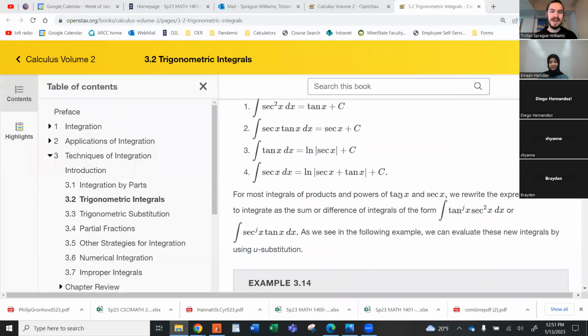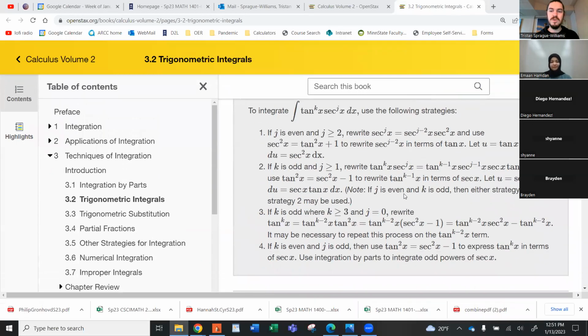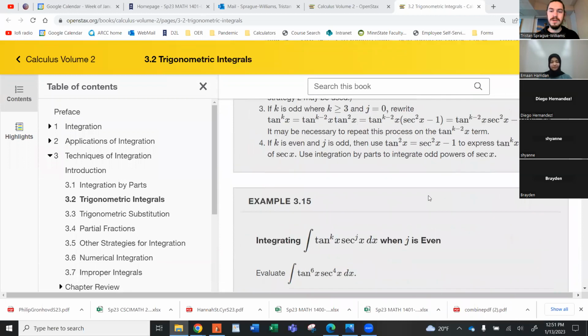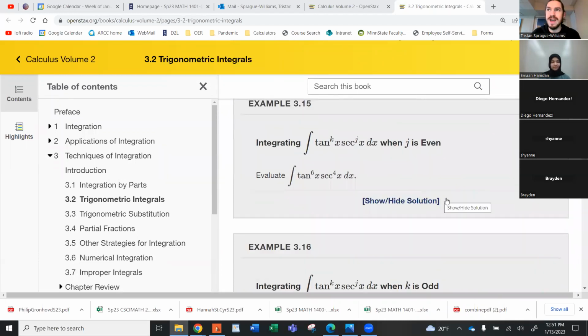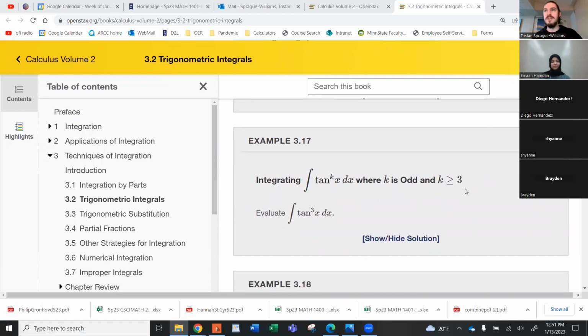I won't go any further. Suffice it to say, this section takes you deep into these strategies of using trig identities, integration by parts, and u substitution, just all stuff we've already learned, but applying it in these sort of messy trig problems. All right, that's as far as we'll go with that.